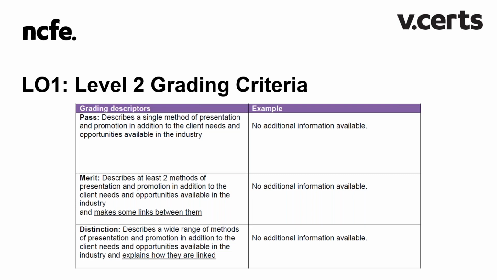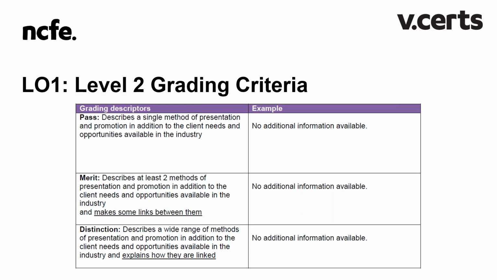Then for a merit, again, in addition to the client needs evidence and the opportunities in the industry evidence, learners then need to have 2 examples of interactive media products, and this is where they need to make some links between them. They can be quite straightforward links. It might be similarities between the 2 examples they provided, such as the navigation bar, or some menu or other similarity between the products. Straightforward links are fine for a merit, as long as there is some evidence of links between the 2 examples.